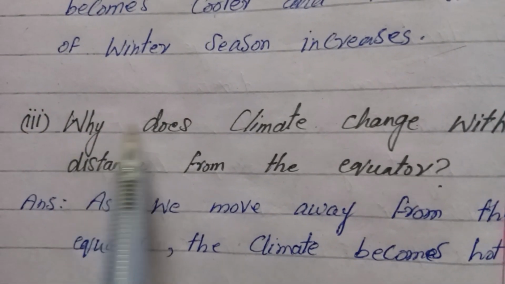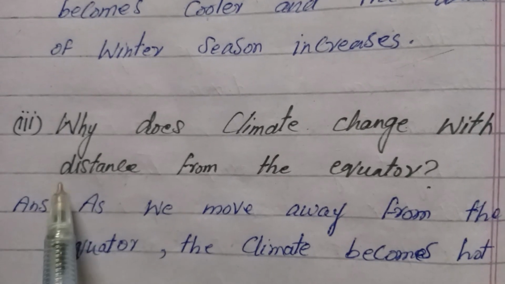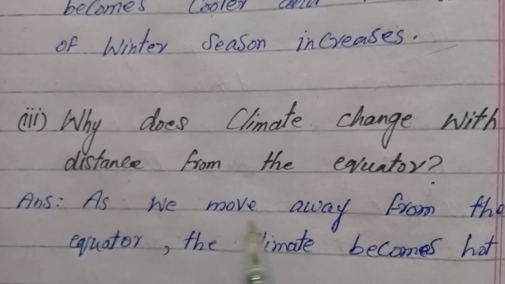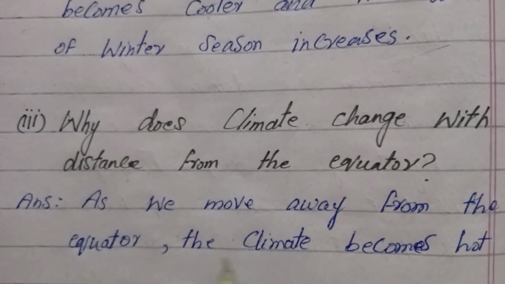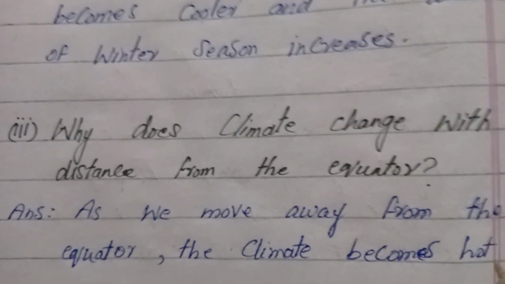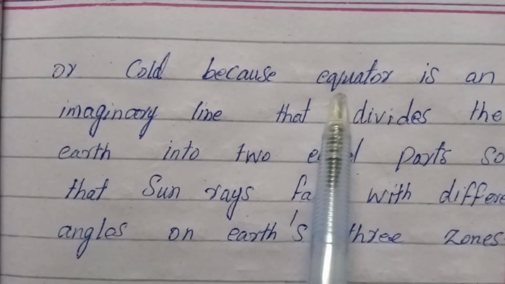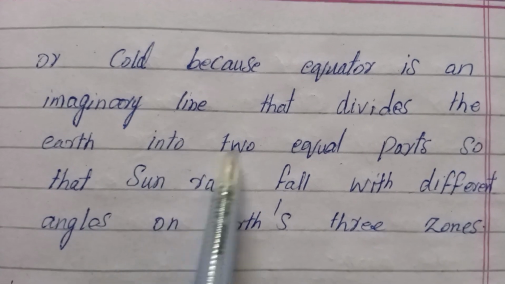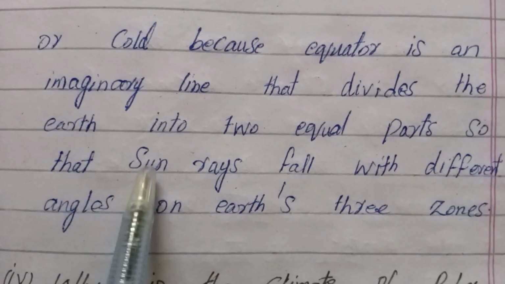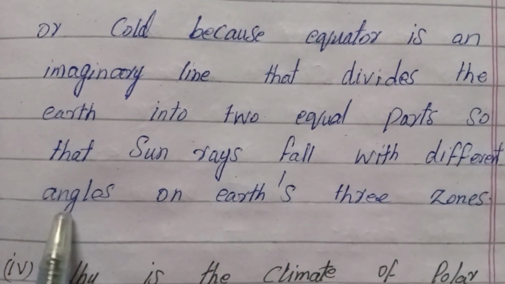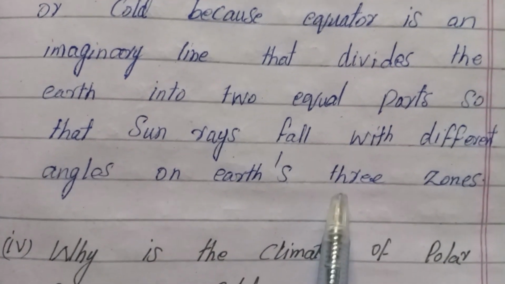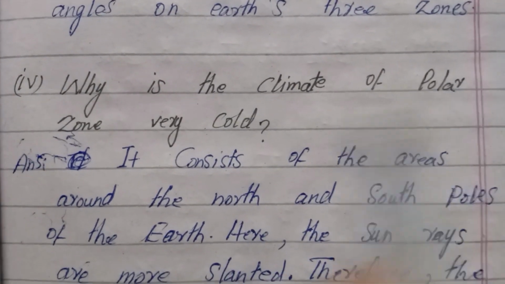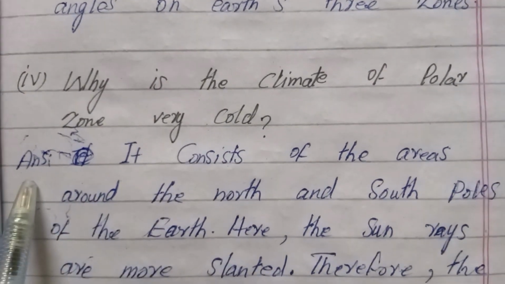Question number 3, why does climate change with distance from the equator? Answer: as we move away from the equator, the climate becomes hot or cold because the equator is an imaginary line that divides the earth into two equal parts, so that sun rays fall with different angles on the earth's three zones.